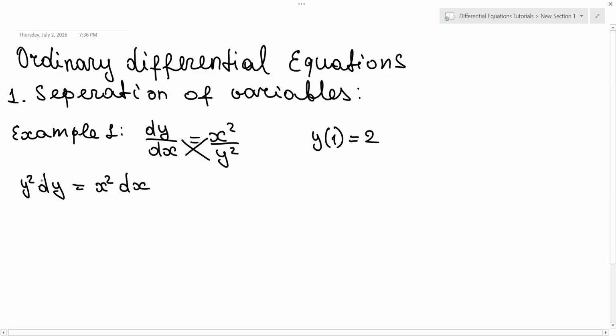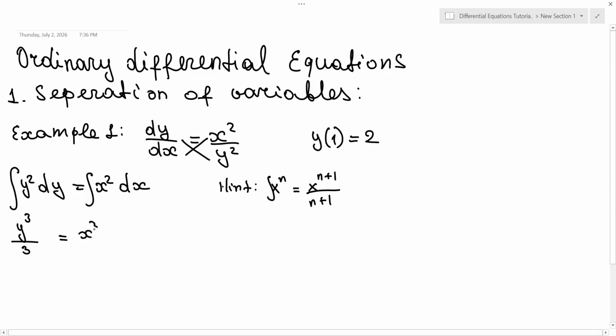So we can integrate both parts. As you know, in order to integrate any x to the power of n, we have x to the power of n plus 1 over n plus 1. So we will have y cubed divided by 3 is equal to x cubed divided by 3 plus c. C is a constant, and that's why we have the initial value: in order to find the value of this c. So we can multiply every part by 3.